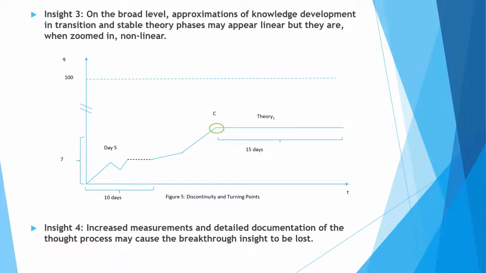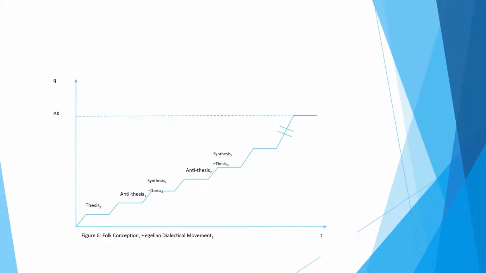The observer effect is how the act of observation perturbs the system being observed. If the thinker is recording down every thought of his when he is thinking about an idea he is trying to develop into a theory, he might be so caught up in the recording that he fails to then develop his theory. By observing all of his thoughts, he might become so distracted by their appearance that he is thinking of the thoughts he is observing rather than the object he is trying to think about. He gets trapped on a meta level. Insight 4. Increased measurements and detailed documentation of the thought process may cause the breakthrough insight to be lost.